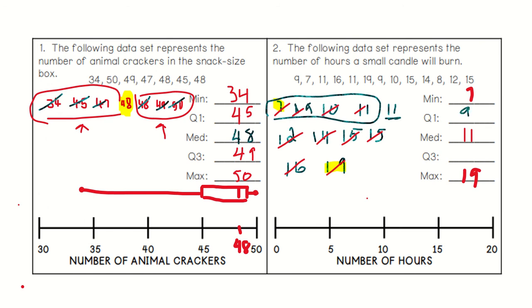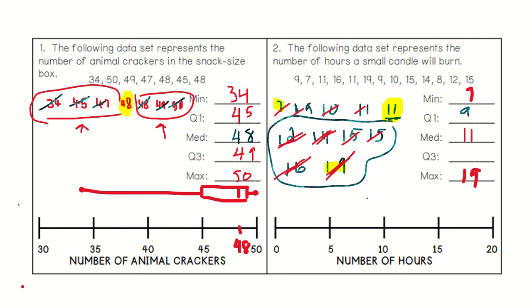We do the same thing for the other side. Right, so here's our median in the middle. We look at all of the numbers on the other side, and we start crossing out from the ends, and we end up with the one in the middle. That's going to be 15.